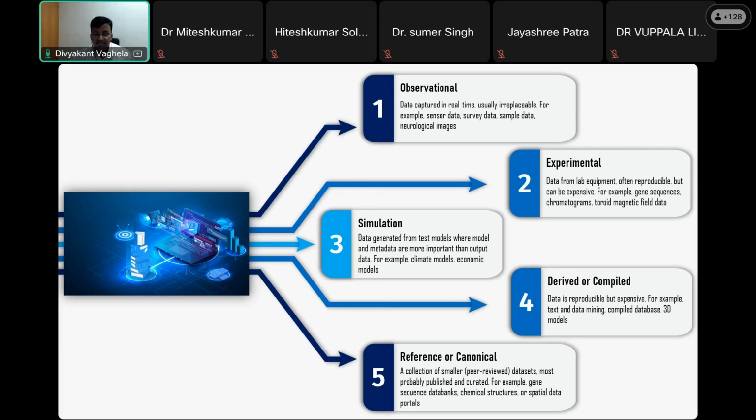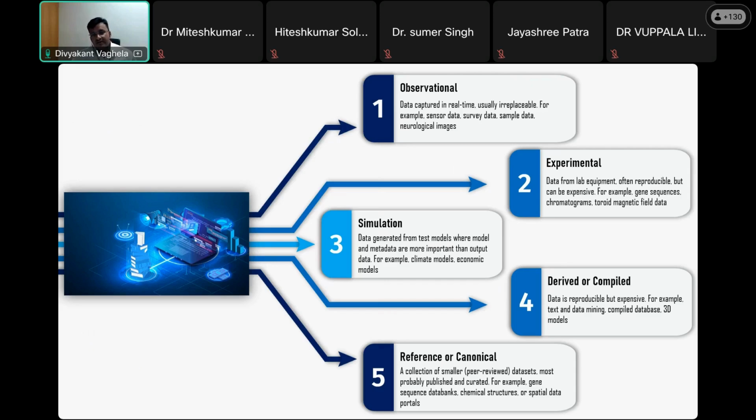Then simulation data, which are generated through models. Researchers or government bodies prepare models, input some data, and generate some output data. In this part, rather than the input and output data, the models are very important. To create a proper model, they enter junk data or any kind of data and produce the output data so that they can get the proper model.